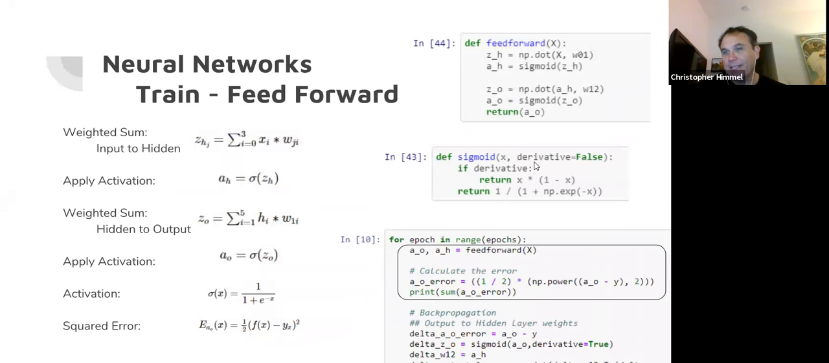If I pass in derivative equal to true into this function, I get this x times 1 minus x, because I say if derivative, return that. If derivative is false, and by default, derivative is false, that's how you do it in Python, you are passing in this other value, 1 over 1 plus the exponent of minus x. And you have to use the numpy function for that.